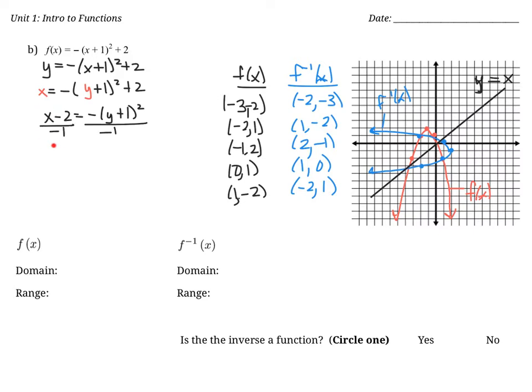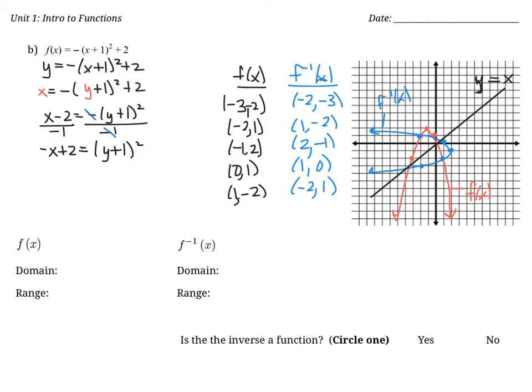Now we're going to get rid of this negative sign, so we're going to divide both sides by negative 1. x divided by negative 1 is just going to be negative x, and negative 2 divided by negative 1 is going to be 2. So this is the same thing as negative x plus 2 is equal to, and our negative 1s are going to cancel each other out, y plus 1, all squared.